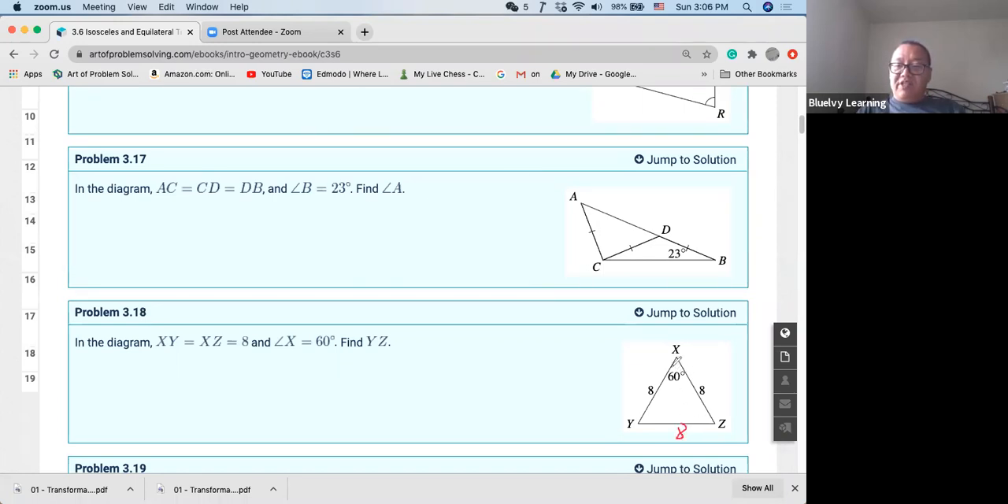Because this one is 60 degrees, this one is also 60 degrees. Because these two sides are congruent, these two angles are congruent. 180 minus 60, then divided by 2. So all these angles equal 60 degrees. Then all the sides should also be equal. That means YZ should equal 8. Okay, very good.